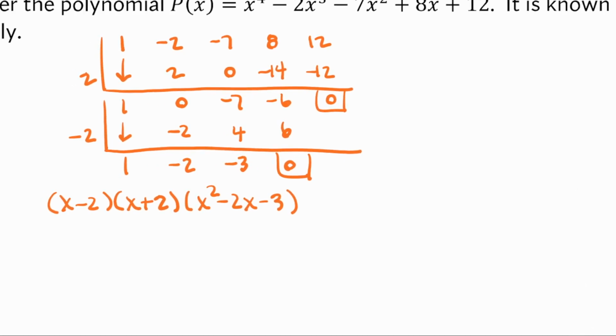And then I think that quadratic on the right, this trinomial here, I can think of two numbers that multiply to negative 3 and add to negative 2. That would be negative 3 and positive 1. So x minus 2, x plus 2, x minus 3, x plus 1. And that's as far as I can go with that one.